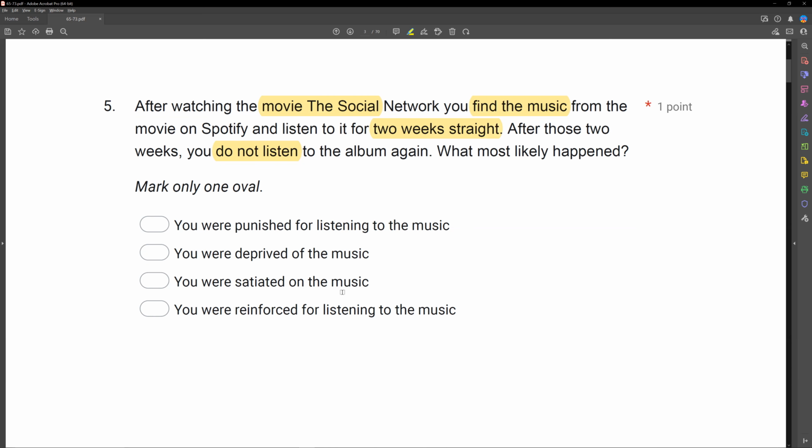You became satiated. It's better than punished because there's no indication you're punished, right? We don't have any information about punishment. We do have a lot of signs about satiation, though. And then D, you were reinforced for listening to the music. Clearly not, because your behavior stopped, right? So what happened was you were satiated on the music based on the information given to us.